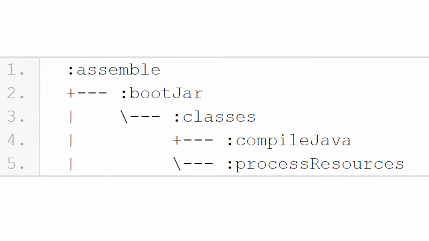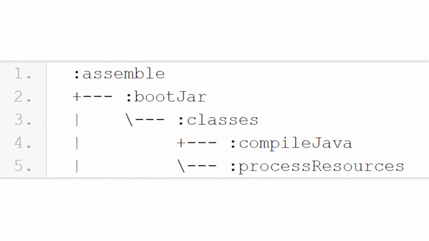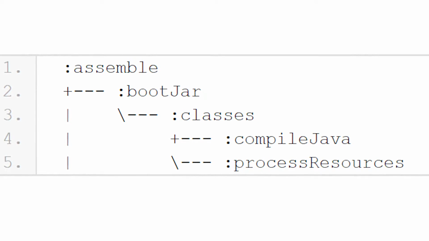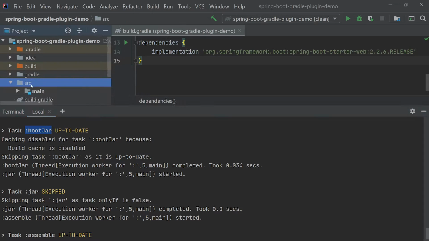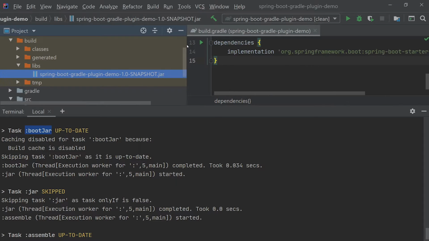Our task graph for the assemble task now looks like this. And in Gradle, a task graph is simply a diagram of the dependencies between your different Gradle tasks. And this graph means that whenever you run gradlew assemble, the fat jar for your application will get created with the bootJar task. And the fat jar gets output to build/libs and then your project name dash project version dot jar.